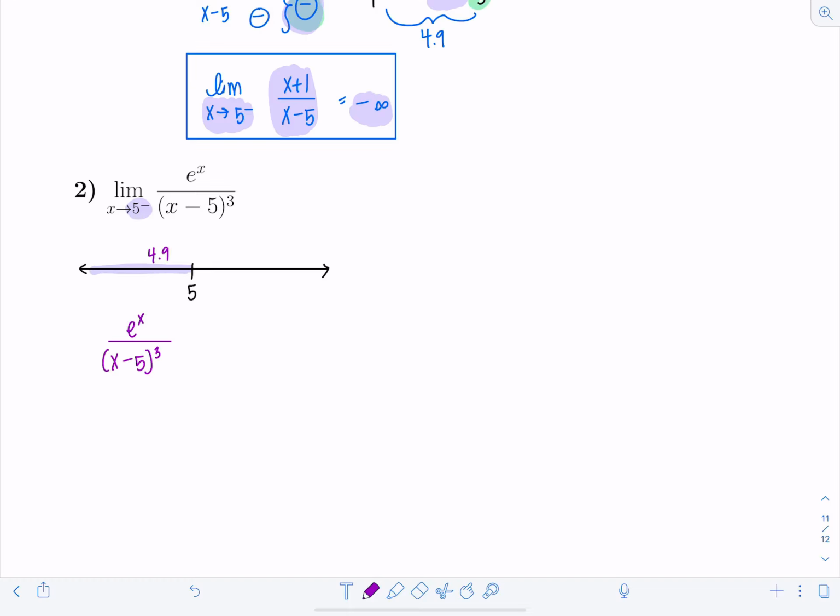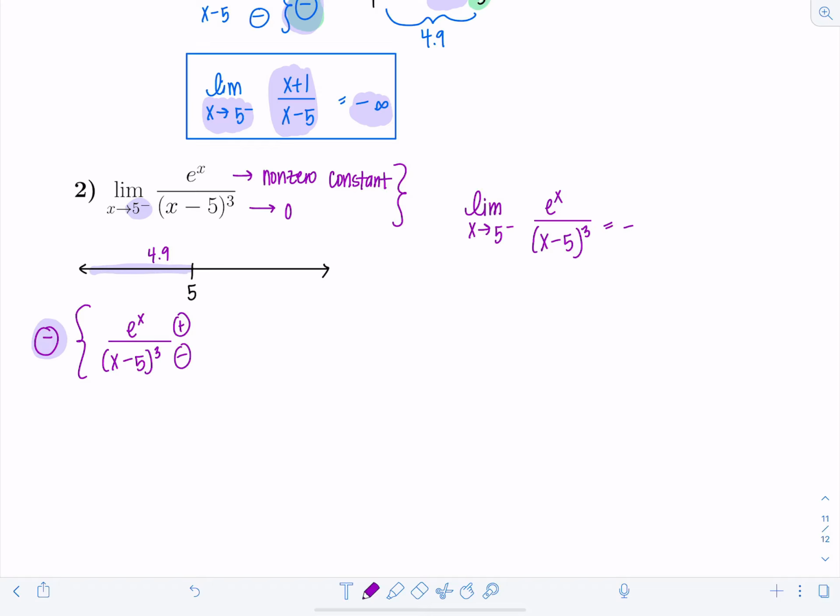So pick a number there, maybe 4.9 again. So e to the 4.9, well, e raised to any power is positive, okay? And then 4.9 minus 5, that's going to be negative 0.1. If I cube it, it's still negative. So that means my function has all negative values in this interval. So the denominator is approaching 0. e to the 5th, that's a non-zero constant, which means this is approaching positive or negative infinity. Since I just checked that the sign of the expression is negative, then that means the limit as x approaches 5 from the left of e to the x over x minus 5 cubed is negative infinity.